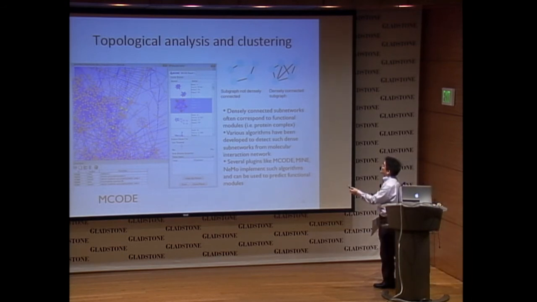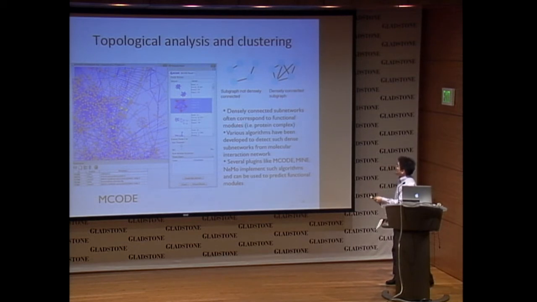For example, topological clustering analysis, which finds clusters, that is, densely connected subgraphs like this, not like this. These densely connected subgraphs often correspond to functional modules like protein complexes. So various algorithms have been developed to detect such dense subnets from the molecular interaction network to predict functional modules from the given network. I have described several plugins which do these tasks, like MCODE, MINE, and NeMo. I think these three are very hot plugins in this field.